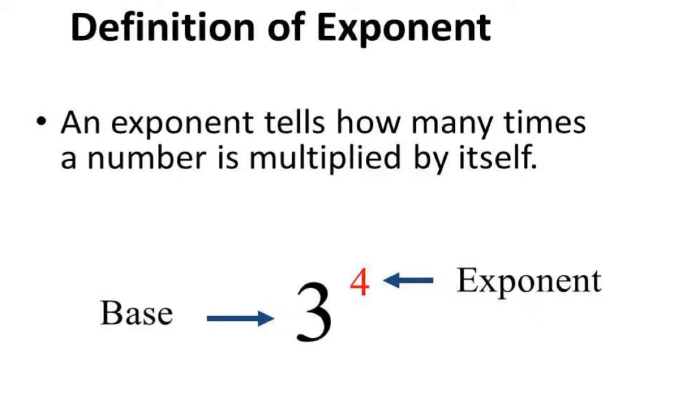First, let's go over what an exponent is. An exponent's definition is that it tells how many times a number is being multiplied by itself. So you have this big number that's called a base, and this little number is called an exponent, and the whole thing is called a power. So here, this is telling me that I'm taking 3 times itself 3 times. So 3 to the 4th power is really 3 times 3 times 3 times 3.